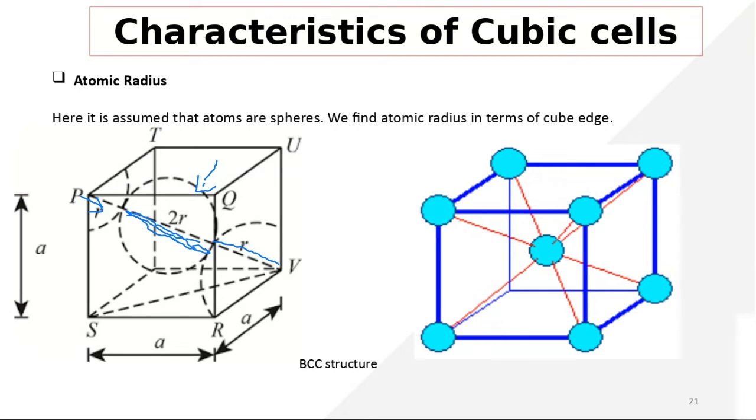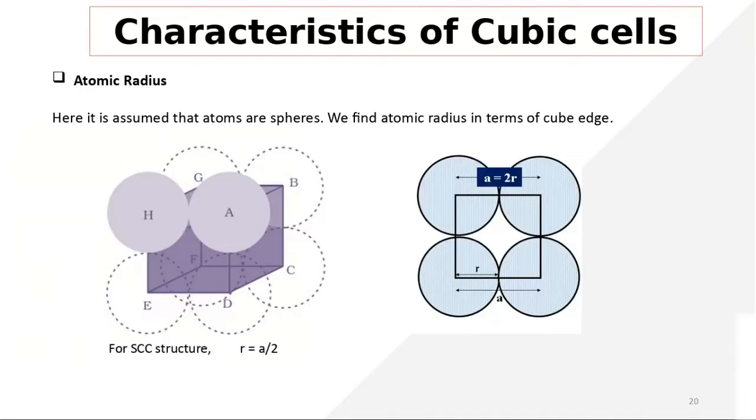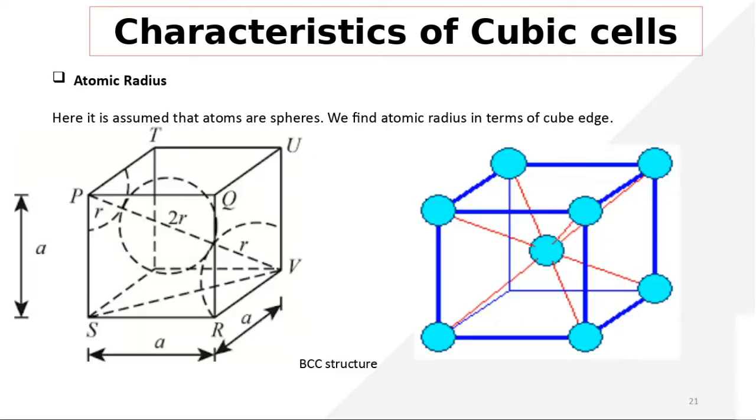In the previous case, we saw that the atoms are equidistant along the cube edge. But in this case, we are talking about atoms present diagonally in this unit cell. So this is not equal to a. How will you calculate this particular value? For that, you first have to find the value of this SV.